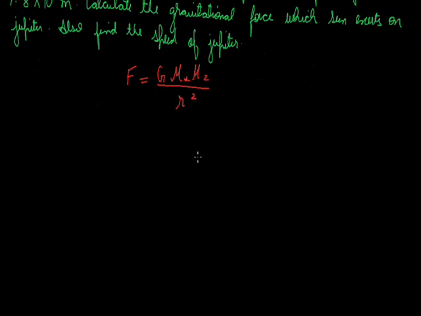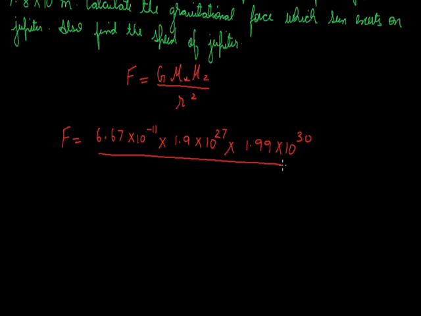So by substituting the respective values here we can state that F is equal to 6.67 into 10 raised to the power minus 11 into m1, that is 1.9 into 10 raised to the power 27, into m2, that is 1.99 into 10 raised to the power 30, over r square, that is 7.8 into 10 raised to the power 11 square.